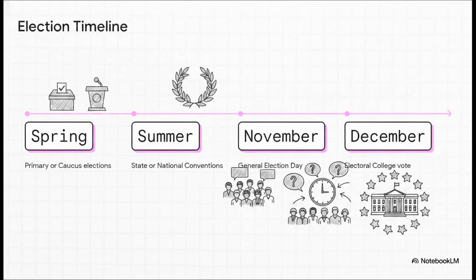Once those conventions wrap up, we are into the main event. Let's walk through this timeline chronologically. The cycle kicks off with the primary or caucus, moves to the state or national convention where the nominee is crowned, and then comes the general election. This phase is heavily focused on convincing undecided voters and making sure party members actually get to the polls. Election day itself takes place in early November. But, and this is a really critical fact for presidential races, voters on election day aren't directly electing the president. Nope, they're actually choosing electors. It's the Electoral College that formally elects the president a few weeks later, right around mid-December.